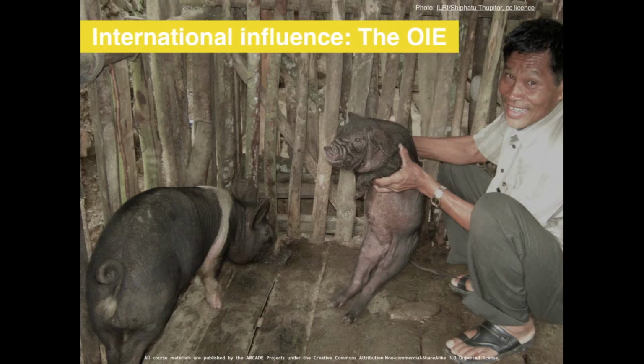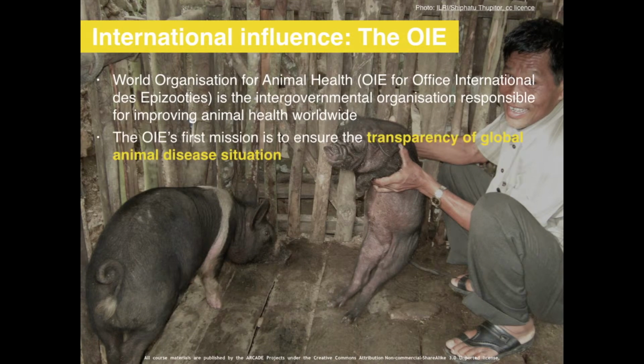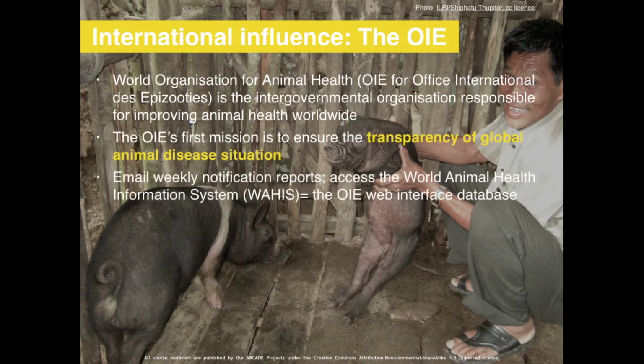The World Organization for Animal Health is also called OIE for Office International des Épizooties. It kept the French historical acronym. The OIE is the intergovernmental organization responsible for improving animal health worldwide. The first mission of the OIE is to ensure the transparency of the global animal disease situation, that is to say, diffusing disease information given by reporting countries to others. Anyone can receive by email weekly notification reports from the OIE or access the World Animal Health Information System, WAHIS. It's the OIE web interface database.